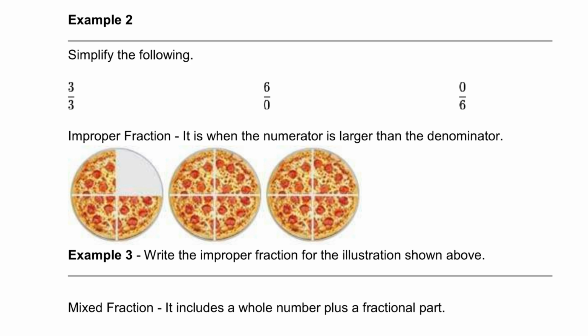The next couple of fractions I did ask you to simplify. We have 3 as a numerator and 3 as a denominator, and that's going to give us 1, which is a whole. We have 6 as a numerator and 0 as a denominator. 0 means that there are no equal parts, so we can't do anything about it, so that is going to be considered undefined.